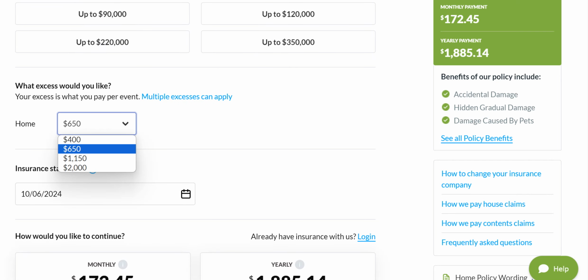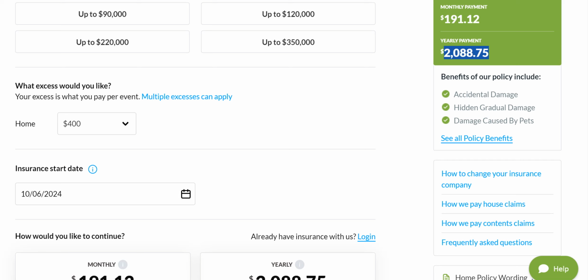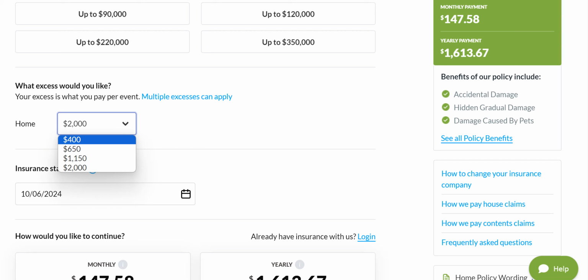So currently the excess is set at 650, but if I drop that down to 400, then it's going to jump up the price. And then if I drop it up to 2,000, that means any claim. If someone smashes 4 windows, it's going to be a $2,000 excess. If there's a flood or something, it's going to be a $2,000 excess. So any claim, that's going to drop the price down to 1,600. So you can see that these things do interplay quite strongly.